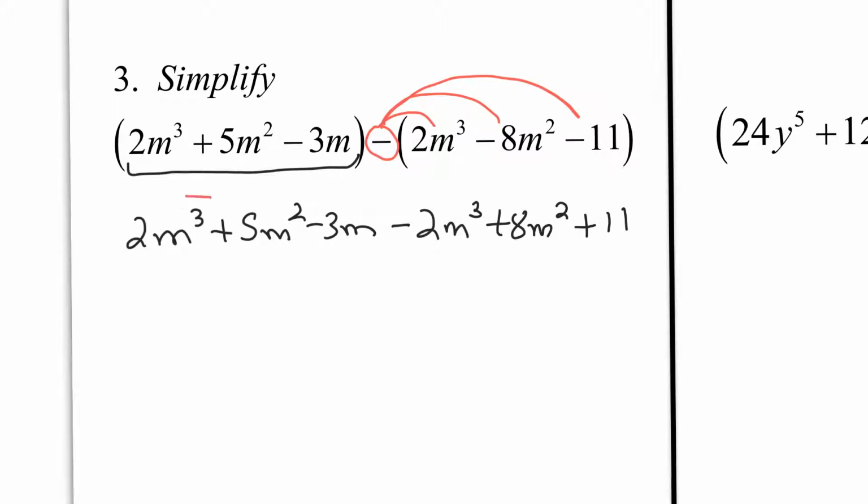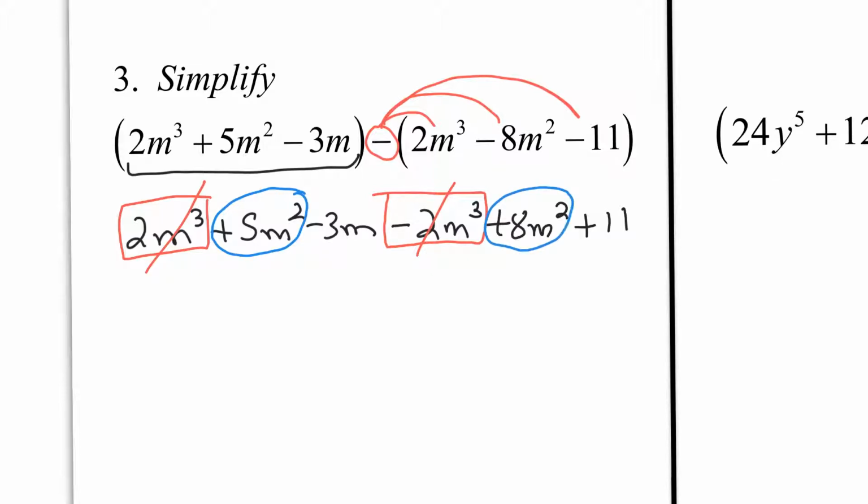So the highest exponent is 3, 2m cubed minus 2m cubed. Think about it, 2 minus 2, 0. So those m cubes cancel. You don't have any m cubes anymore. That happens. The terms can cancel. But now I'm going to look at the squares. So the circle, positive 5m squared plus 8m squared. That's going to be 13m squared.